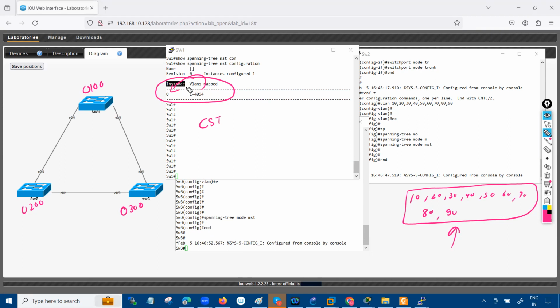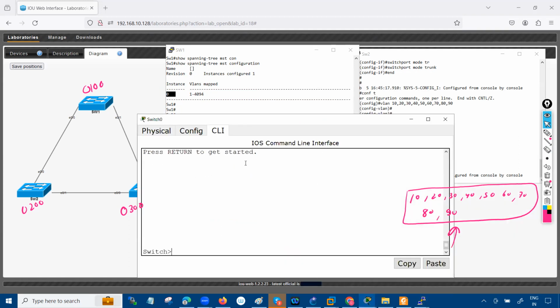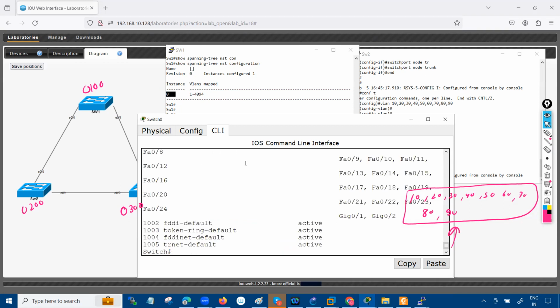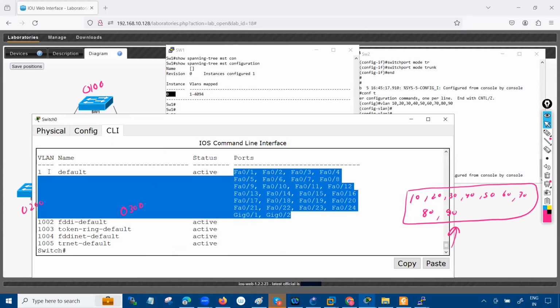So the default behavior is what? CST. I'm running with a single algorithm. So I have one root bridge right now. You can see that by default instance 0 is created. It's like VLAN number 1. Understand this concept. By default on the switch side, you have VLAN number 1, and all the ports are part of VLAN number 1. If you go to the switch and say show VLAN brief, by default you have VLAN number 1 and all the ports are part of VLAN number 1.